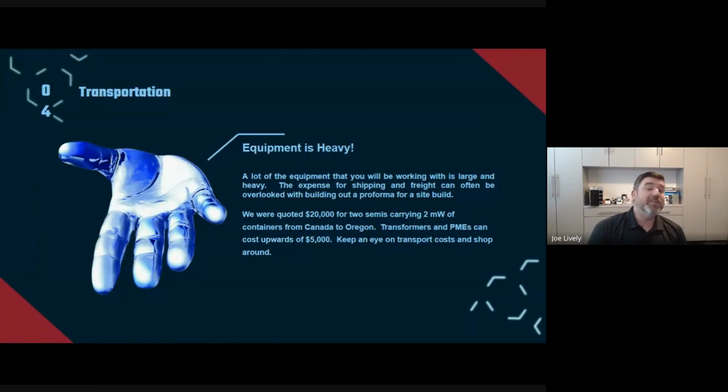Transportation. This is another thing I did not really budget for. When I bought my containers, 2 megawatts worth of containers, so about 2 truckfuls of containers, I hadn't really budgeted in what it's going to cost to get them from Eastern Canada to the Western United States. Contacted multiple people. At the end of the day, $20,000 is what it cost last year when I was going to do this to get them on 2 truckloads driven from Eastern Canada all the way to here in Oregon. I had not budgeted for that. I had maybe like $5,000 budgeted for it.